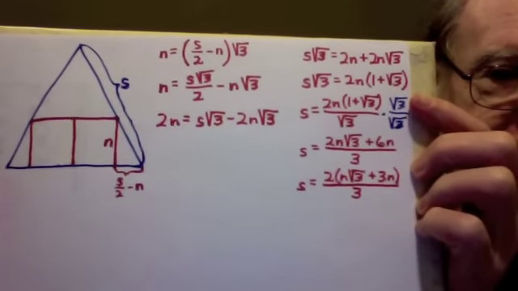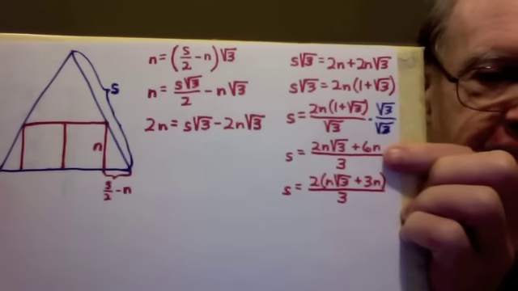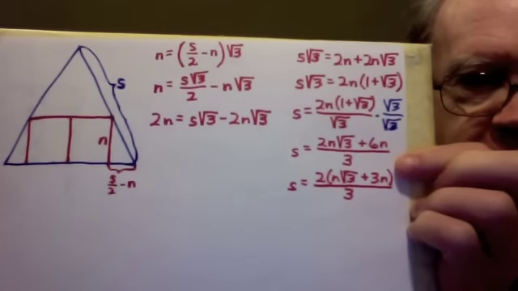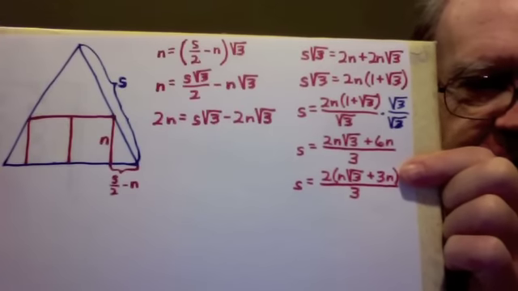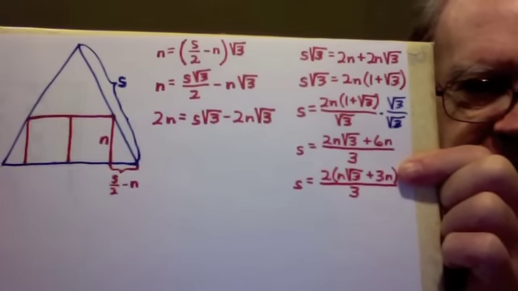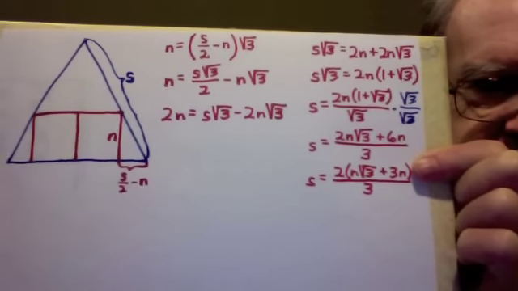I'm rationalizing the denominator. I multiply numerator and denominator by root 3, and I get S equals (2N root 3 plus 6N) all over 3, or I can factor out the 2 on top and write S equals 2 times (N root 3 plus 3N) over 3. So that answers the first question, S in terms of N.